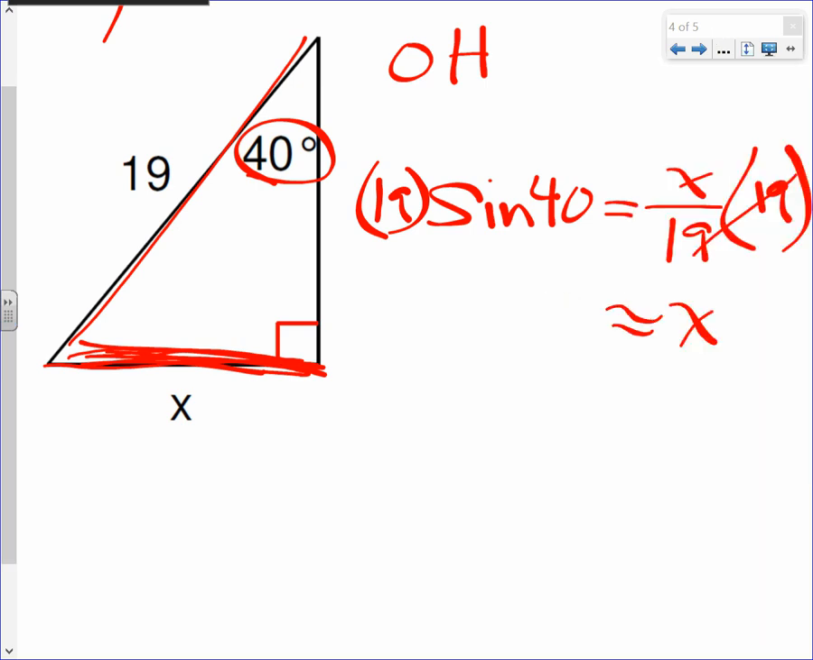To the nearest tenth, anybody? Awesome. And we're solving for missing sides of right triangles without using Pythagorean theorem now. That's the beauty of all this.